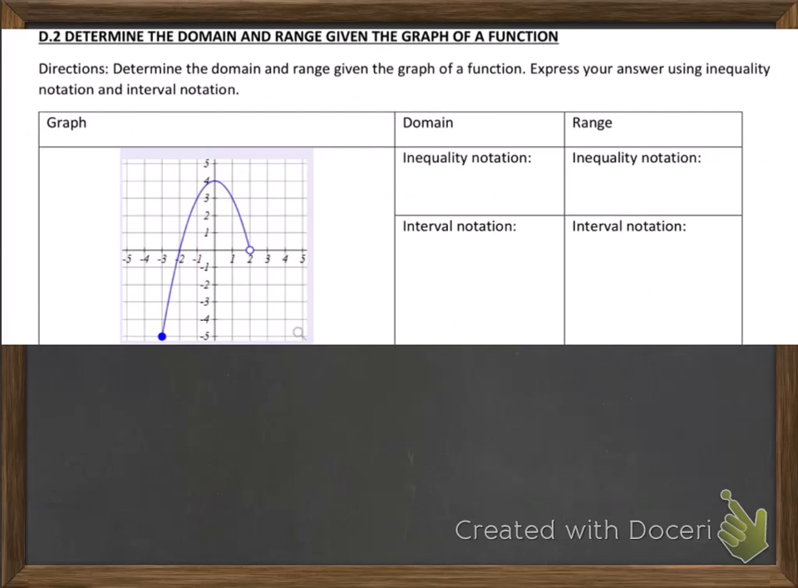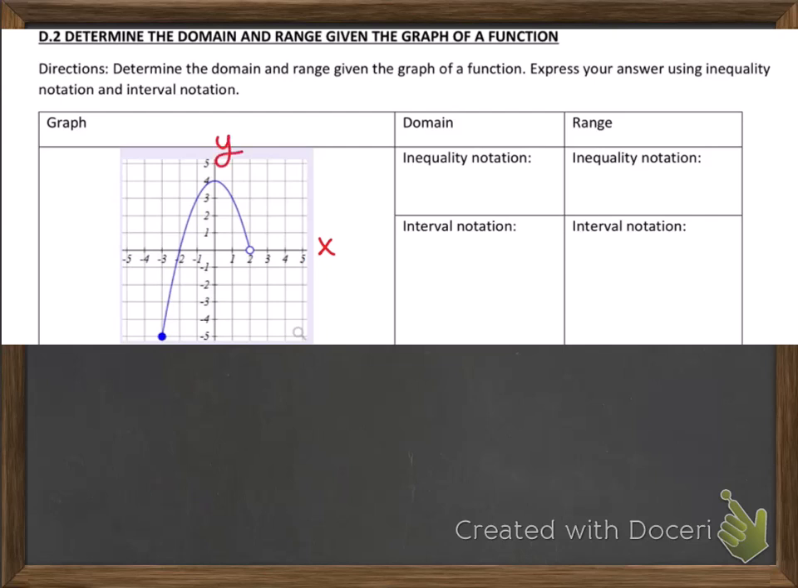So now let's look at graphs of functions, or relations really, and see if we can determine the domain and the range. So remember, domain is the set of all x values, or your independent variable. Range is the set of all y values, or your dependent variable. So again, just to remind you, this is your x-axis, this is your y-axis, okay?